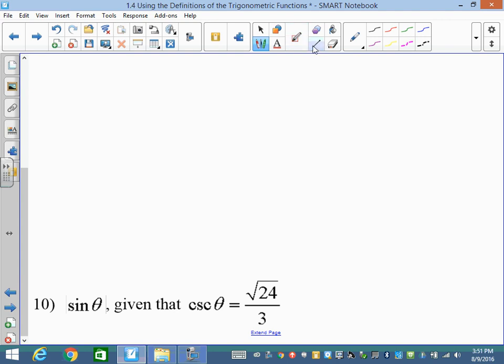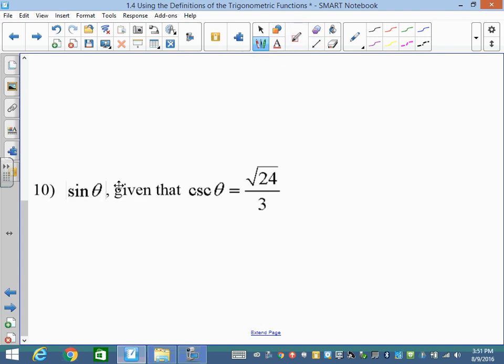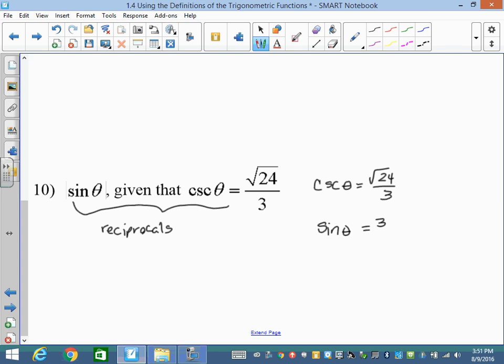Then they hide another one down here for you to work with. And then they have sine and cosecant. And guess what? Sine and cosecant are reciprocals. So if cosecant of theta equals the square root of 24 over 3, then sine of theta must be 3 over the square root of 24. Now the instructions did tell you to rationalize your denominator. There's a shortcut you can use, and for those of you who haven't remembered it, you're multiplying by square root of 24 over square root of 24. So this gives us 3 square root of 24 over 24.